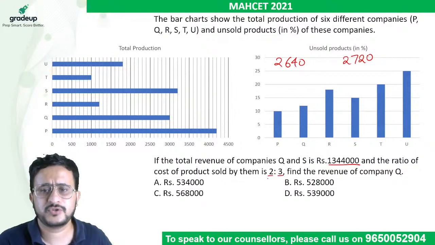So their cost is 2:3. Suppose the cost is 2x for Q and 3x for S, right? So what will be the revenue?